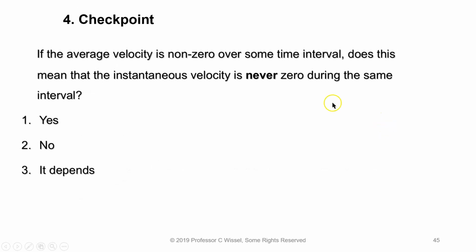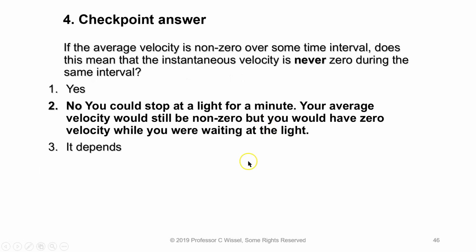What could you use to measure velocity? GPS or a map. If the average velocity is non-zero over some time interval, does this mean that the instantaneous velocity is never zero during the time interval? No. You can stop at a light for a minute. You can make a pit stop. Your average velocity would still be non-zero, but you would have a zero velocity while you're waiting at the light or in the pit stop.